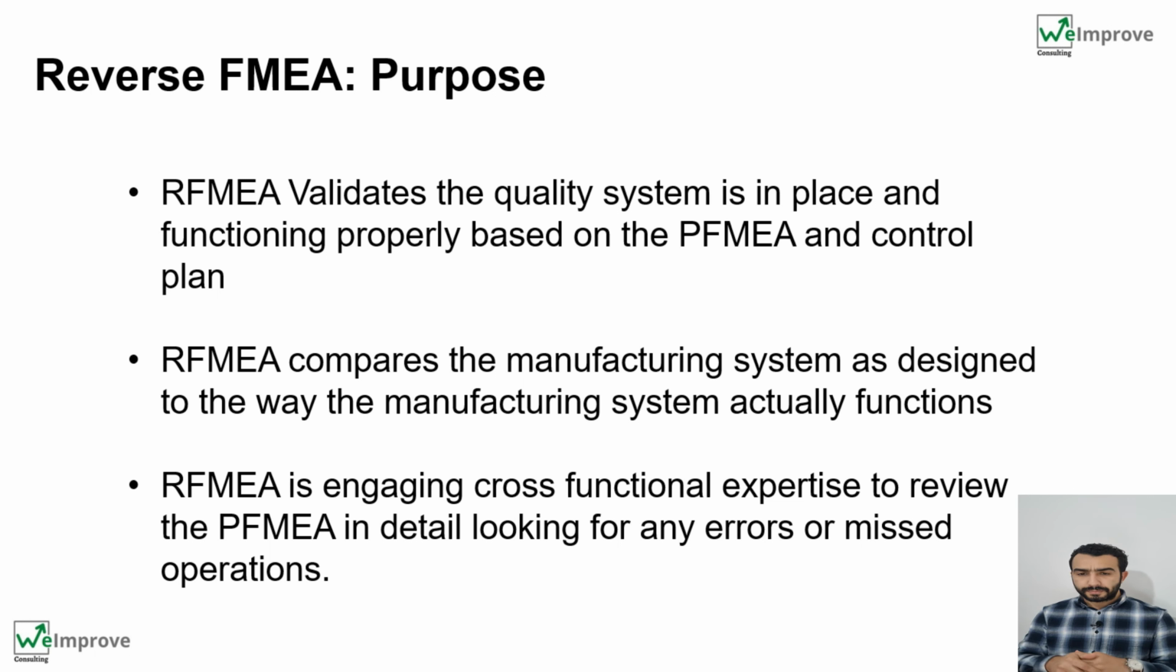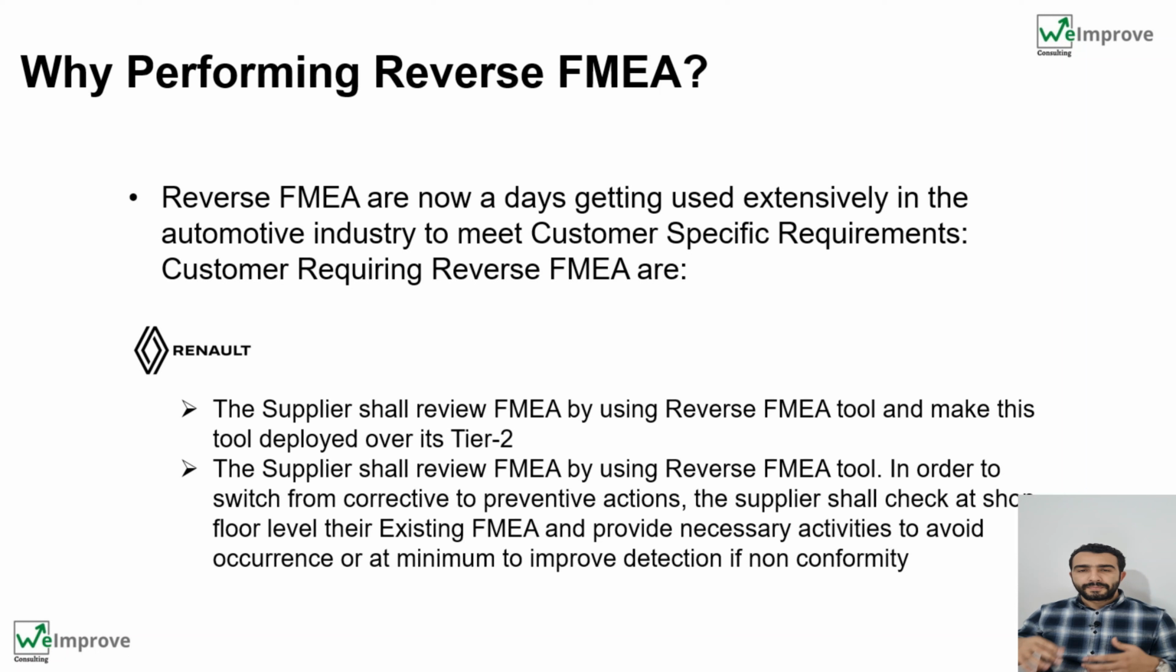So let's see the third step. The reverse FMEA is engaging cross-functional expertise to review the PFMEA in detail, looking for any errors or missed operations. So this is also one of the purposes: to engage the cross-functional team. It's not only the quality or the process engineers that should be involved in the reverse FMEA, but the whole cross-functional team. You need the knowledge and the skills of the whole cross-functional team and departments in order to recognize, detect and find new errors, new potential failure modes, and new risks. So this is the purpose, let's say, of the reverse FMEA.